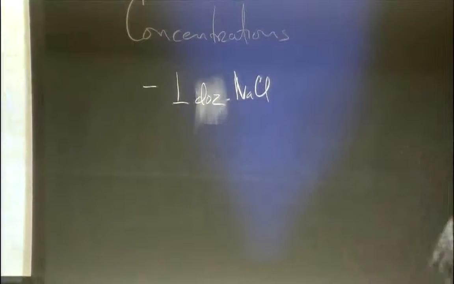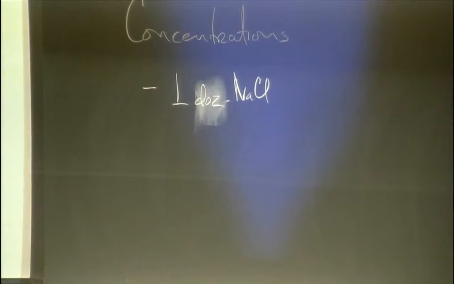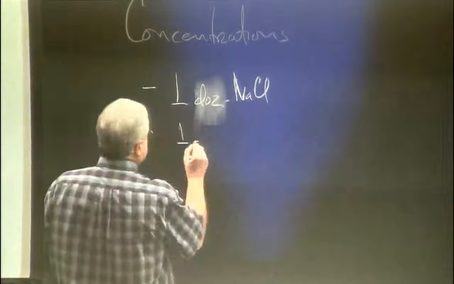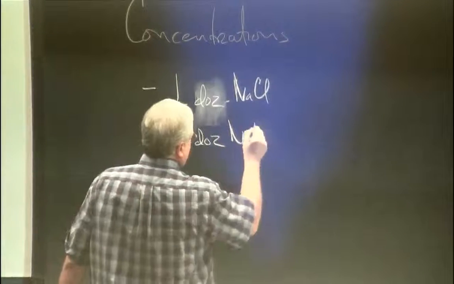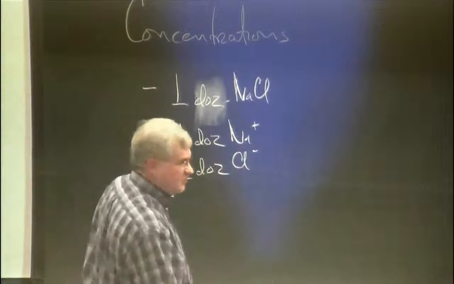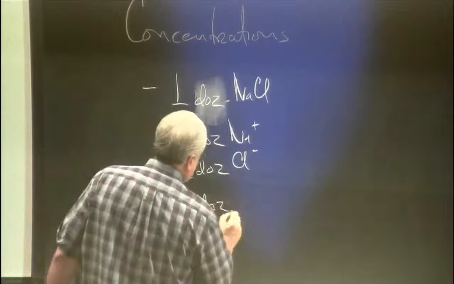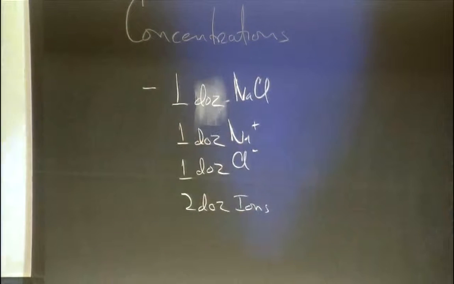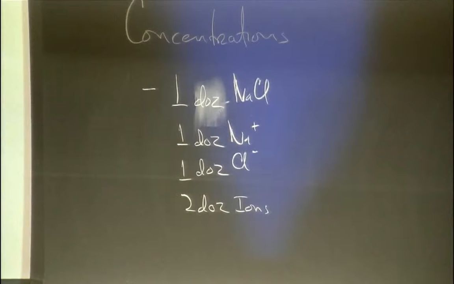1 dozen sodium chloride units. If you have 1 dozen, how many sodium ions are in that dozen of sodium chloride? A dozen. Right. So for this, we'll have 1 dozen sodium ions, 1 dozen chloride ions, a grand total of 2 dozen ions. Everybody can see that, right? Simple concept. But sometimes it takes a little time for it to sink in.